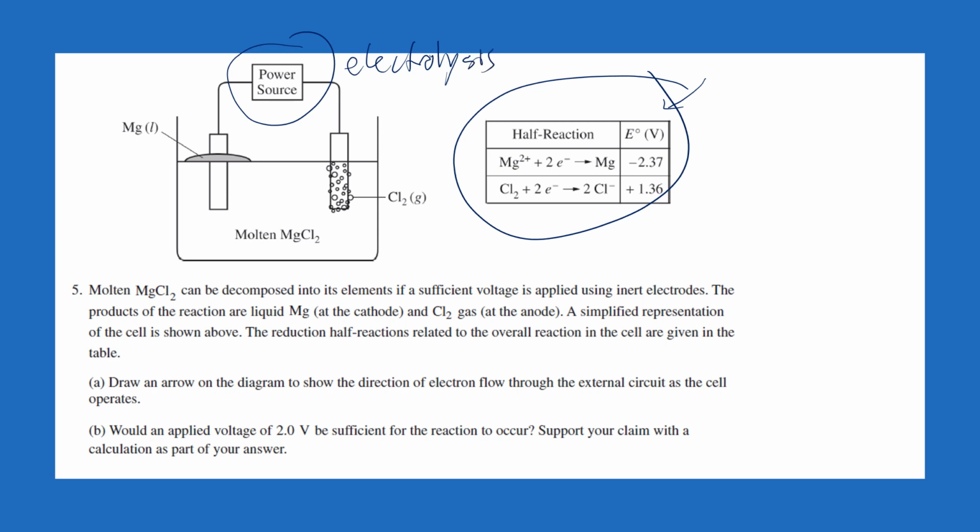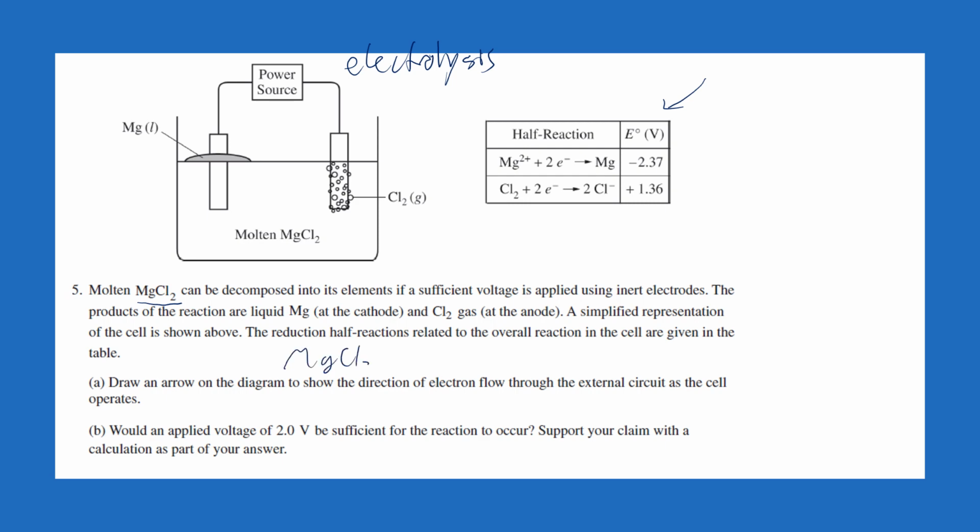The products of the reaction are liquid magnesium and chlorine gas. A simplified representation of the cell is shown above, and the reduction half reactions are given in the table. Draw an arrow on the diagram to show the direction of electron flow through the external circuit. The easiest way, I think, to figure this out is to write the reaction based on the data that they give you in the question.